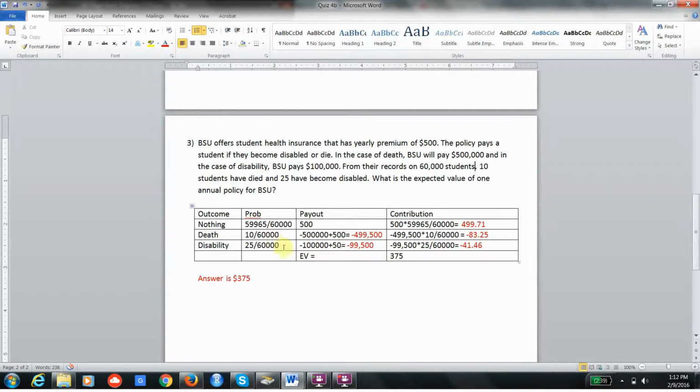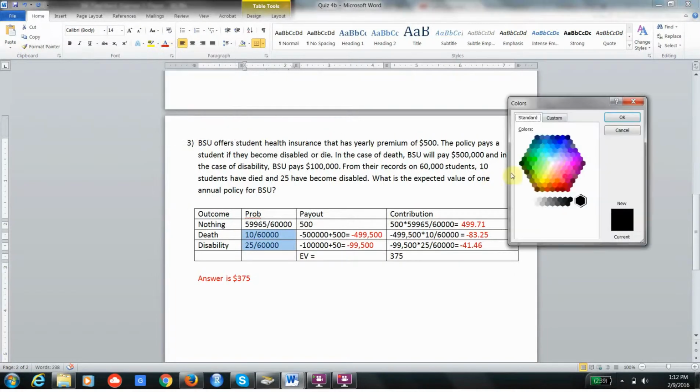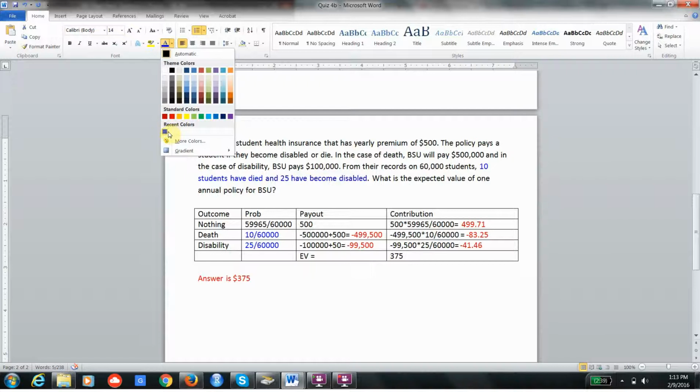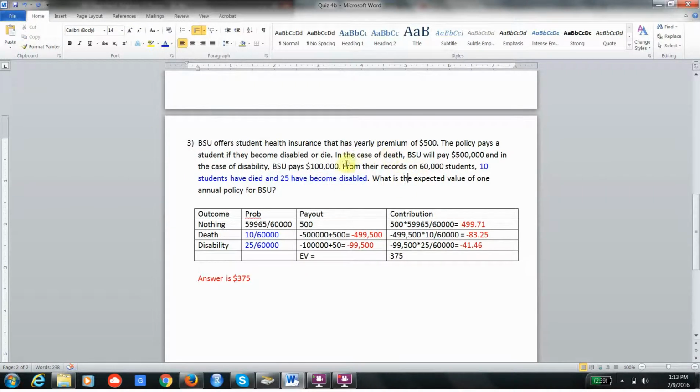Okay, so the first thing I'm going to do is figure out these probabilities. And so this comes from the data. I'll put these in blue. Because I'm told that from their records, 10 out of 60,000 die. And 25 out of the 60,000 have become disabled. And we're assuming that no one person became both. So this is where that probability is coming from. And I'm going to write these as fractions. Again, I'm not going to evaluate these because these will be small numbers. So I have 10 over 60,000 and 25 over 60,000.